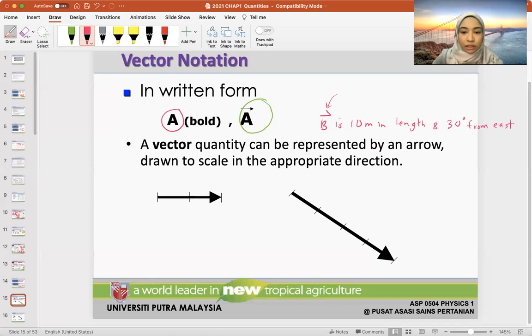A vector is quantity that can be represented by an arrow. You can describe your vector as an arrow because ada length, ada value lah ataupun length, and you also know the direction from the arrowhead. You know that you're going to the right, you know you're going up or down or whatever. Oh, apa saya tulis ni? This is terrible.